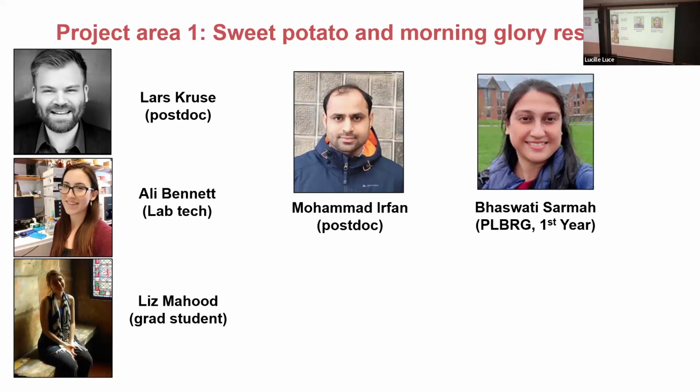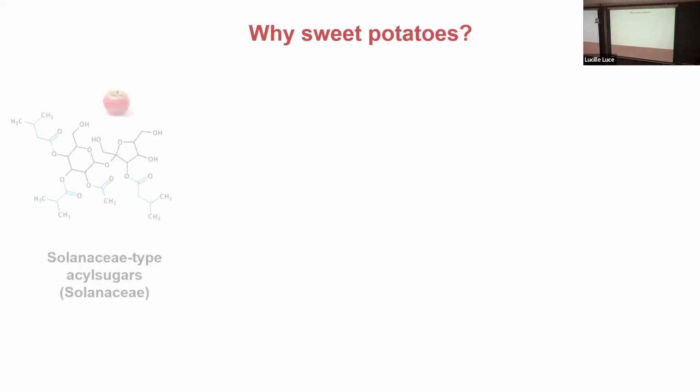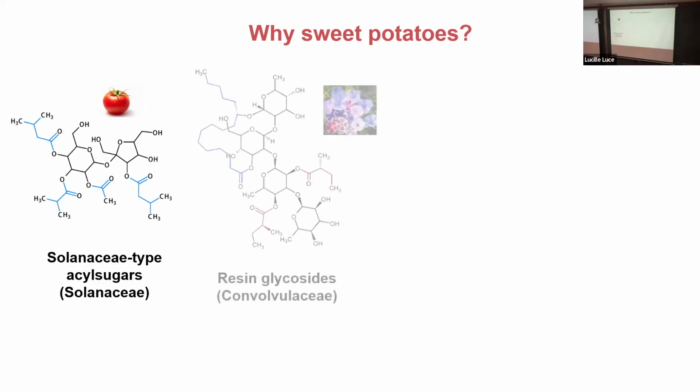These are the ex-members and current members who are working on sweet potato. So why sweet potato? It's not really an important crop in New York State, but my history with sweet potatoes and morning glories, that my postdoctoral work was in acyl sugars in the Solanaceae family, and these acyl sugars don't exist in the sister Convolvulaceae or morning glory family, but they have different types of acyl sugars known as resin glycosides. The structures are different, and the acyl chains that are attached to the sugars which are in the black, those are different.